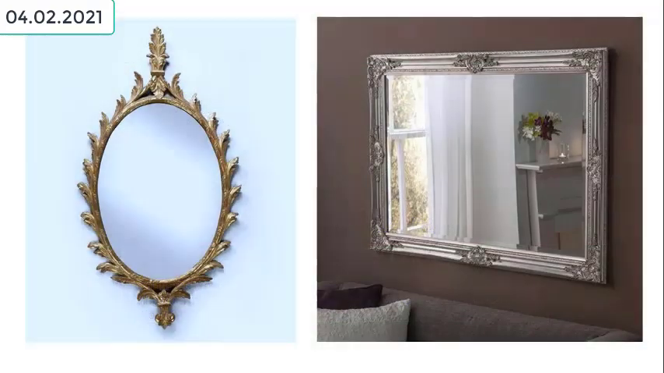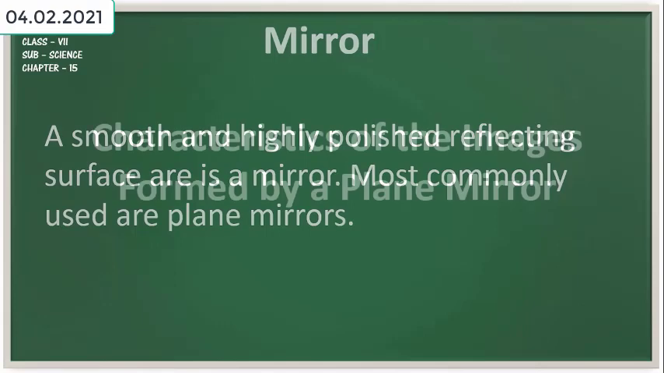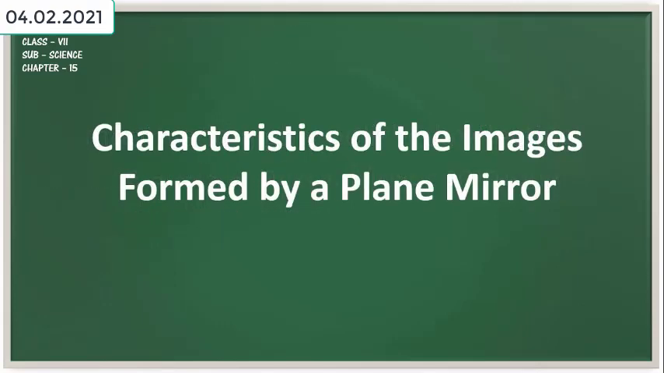What is a mirror? A mirror is a smooth and highly polished reflecting surface. Most commonly used mirrors are plane mirrors. Now, characteristics of the images formed by a plane mirror.